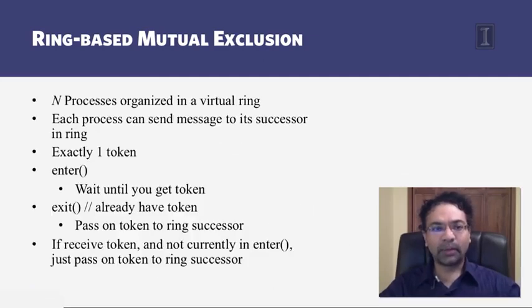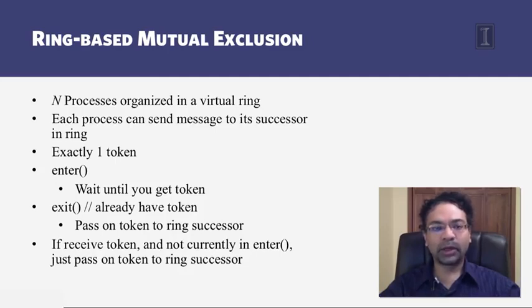So once again, we have N processes in a virtual ring. Each process can send a message to its successor in the ring. There is exactly 1 token in the ring. In order to enter a critical section, you simply wait until you get the token. There is nothing you can do to actively seek out the token.